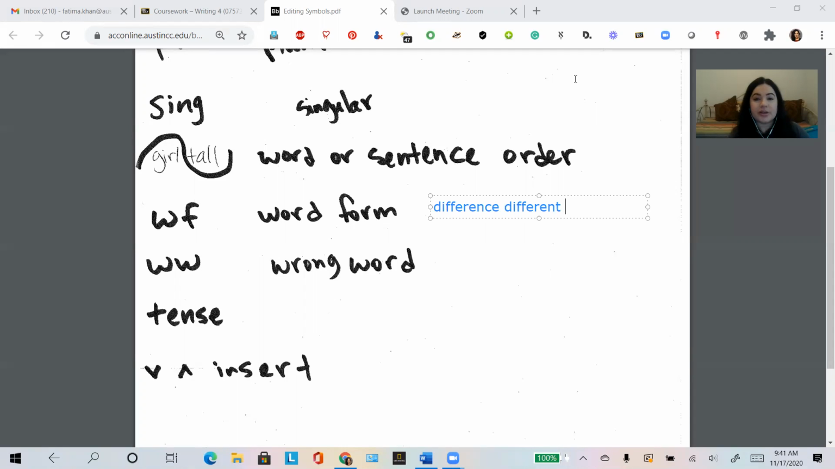WW means wrong word, and that is when you've just used the wrong word. And very often I'll give you the suggestion for the correct word.